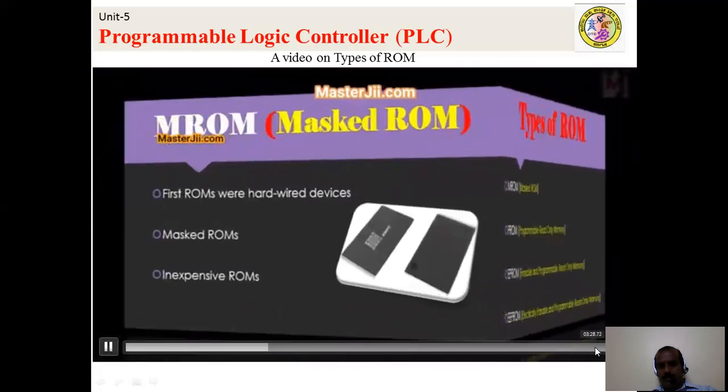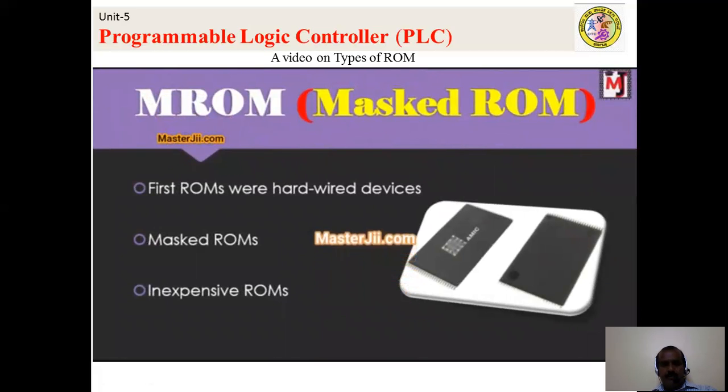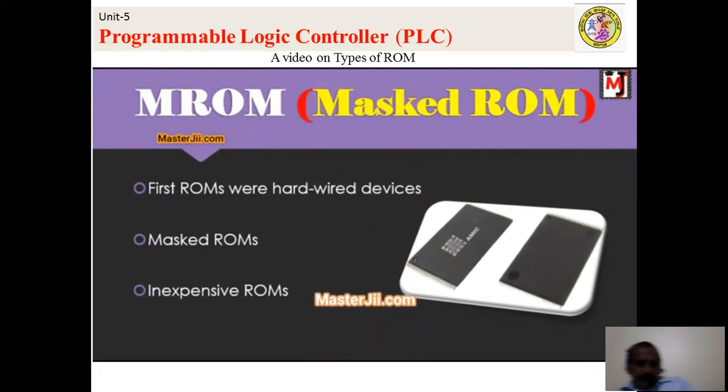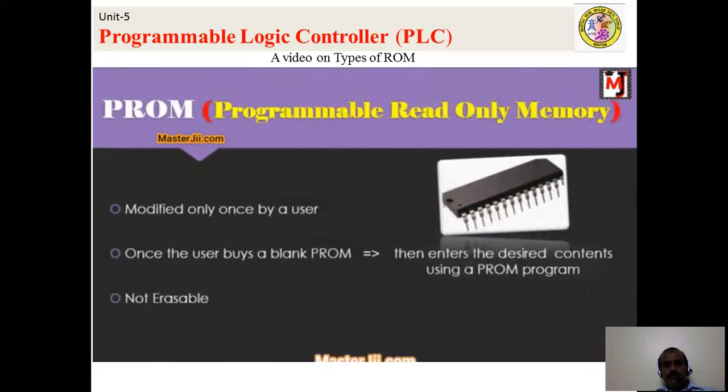So we will start with the first, MROM. The very first ROMs were hardwired devices that contained a pre-programmed set of data or instructions. These kinds of ROMs are known as masked ROM, which are inexpensive. Second, PROM, programmable read-only memory. PROM is read-only memory that can be modified only once by a user. The user buys a blank PROM and enters the desired contents using a PROM program.